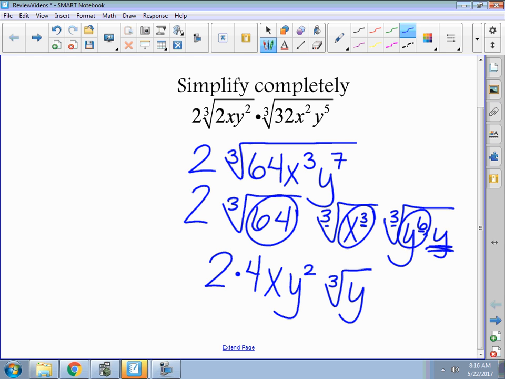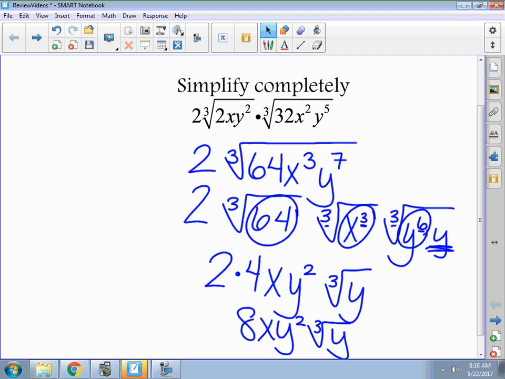Last step is to simplify everything completely, so we're going to do 2 times 4, which is 8xy squared, cube root of y. And that is our answer in simplest form.